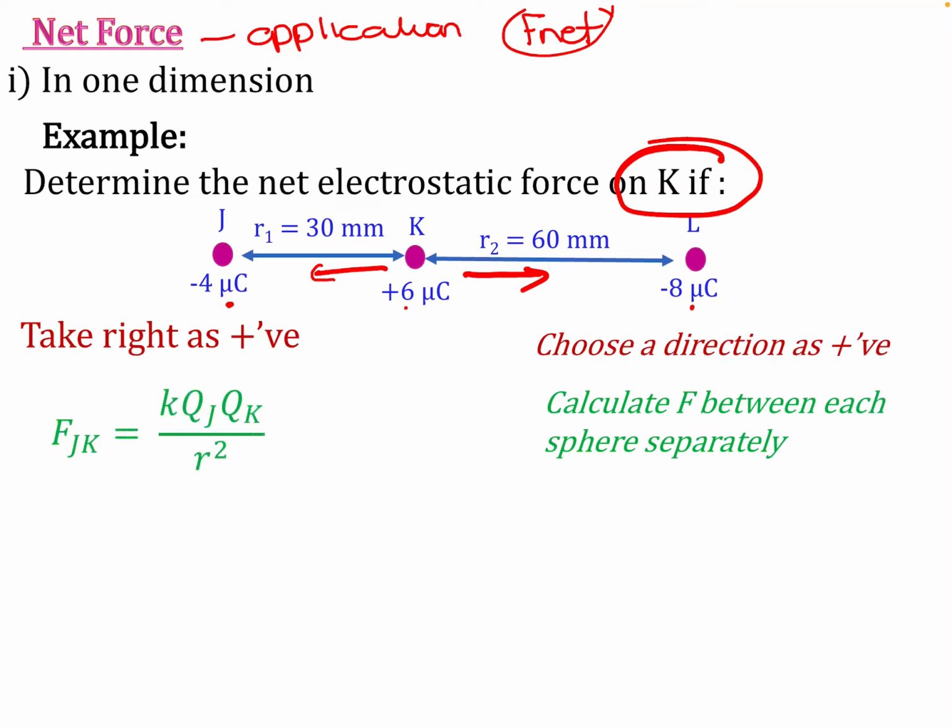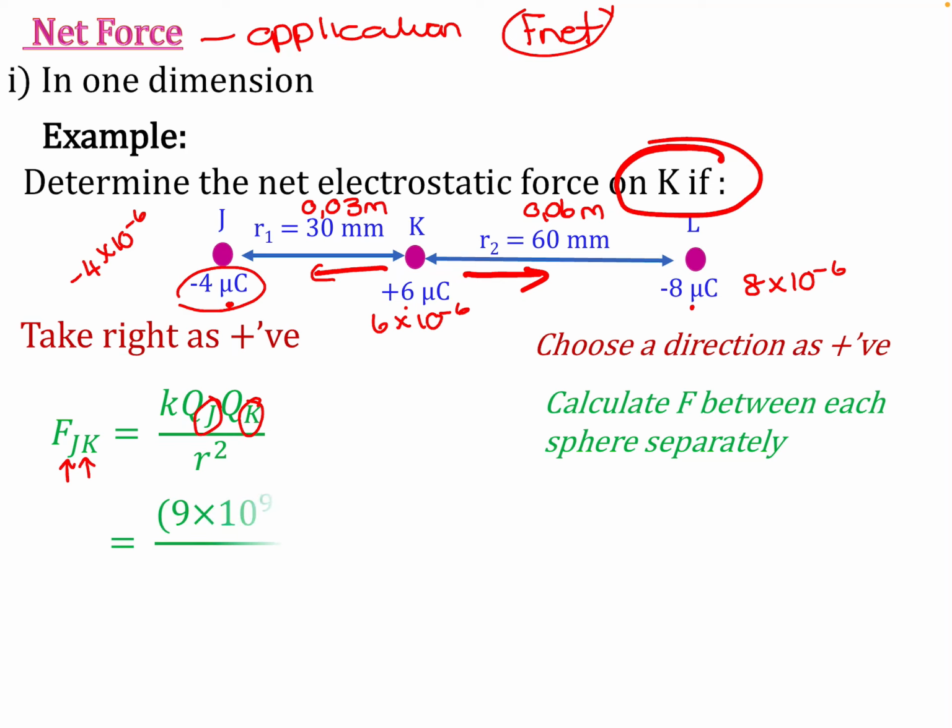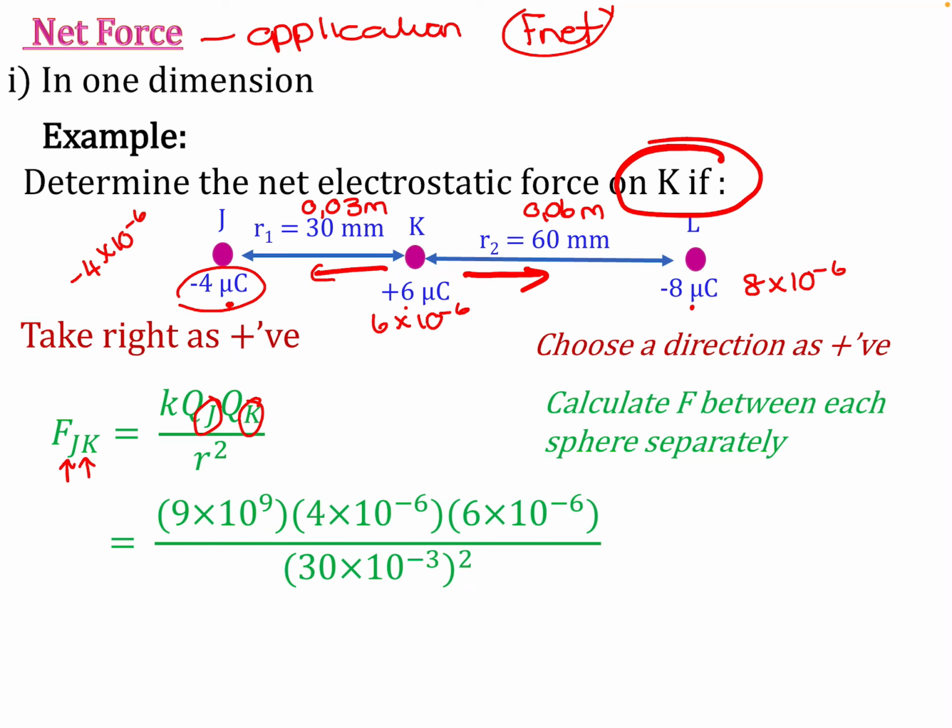Make sure I know what you're doing. So here we have the force of J on K. That's what that stands for. I'm using J's charge and I'm using K's charge. Remember, must be in coulombs. So this is minus 4 times 10 to the minus 6. It's micro. 6 times 10 to the minus 6. 8 times 10 to the minus 6. We've got to divide the distances by 1,000. So this is 0.03 meters, 0.06 meters. Substitute everything in that I know.